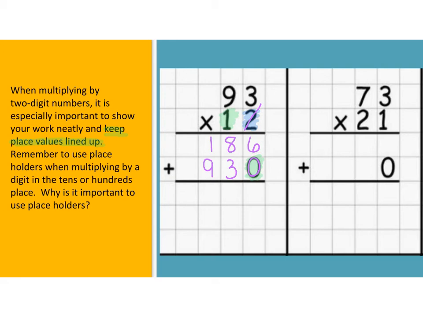Next, we need to add our two numbers together. Six plus 0 is 6. 8 plus 3 is 11. I'm going to put the 1 down here and carry the 1 in the tens place. 9 plus 1 is 10, plus the 1 I carried is 11. So 93 times 12 is 1,116.